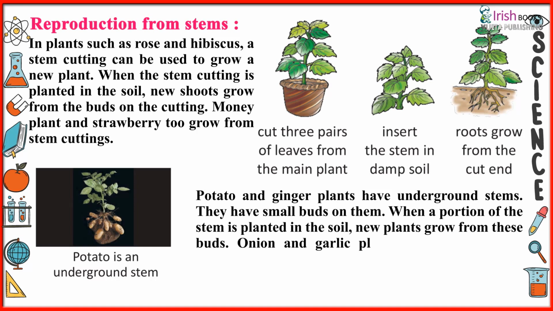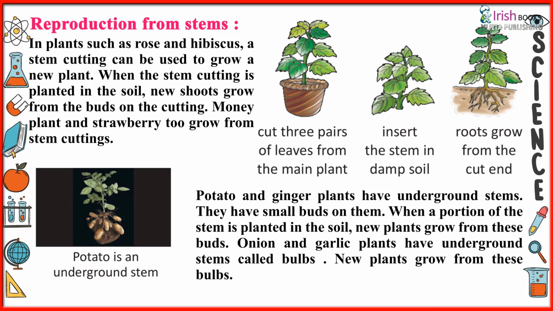Onion and garlic plants have underground stems called bulbs. New plants grow from these bulbs.